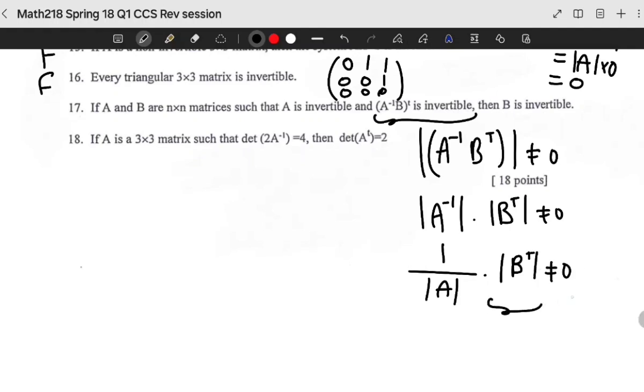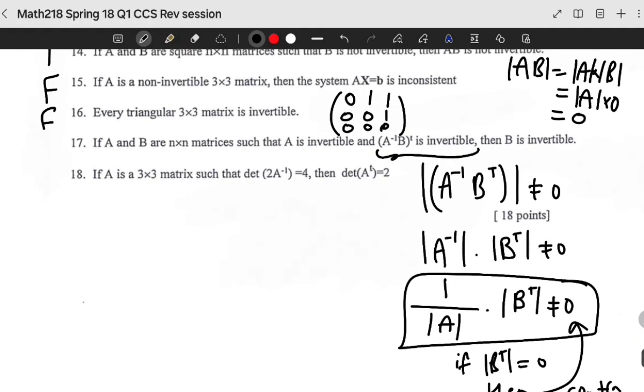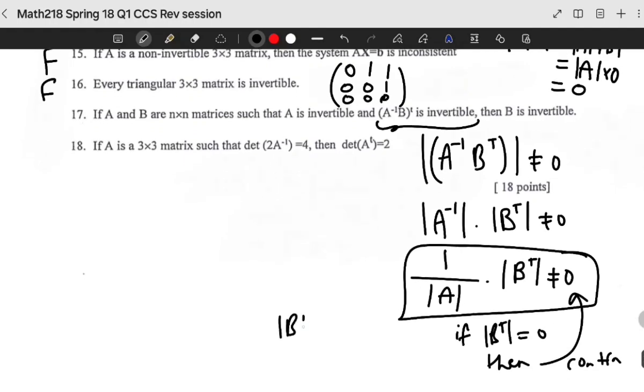And so this can't be equal to 0, because if the determinant of B transpose was equal to 0, then we'd get a contradiction with this. So the only way for us to not contradict this would be for the determinant of B transpose to not be equal to 0, and obviously the determinant of B transpose is the same as the determinant of B. So this is true.